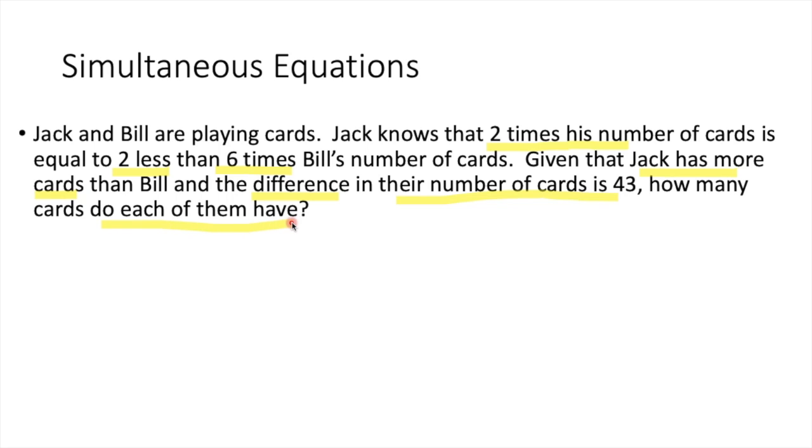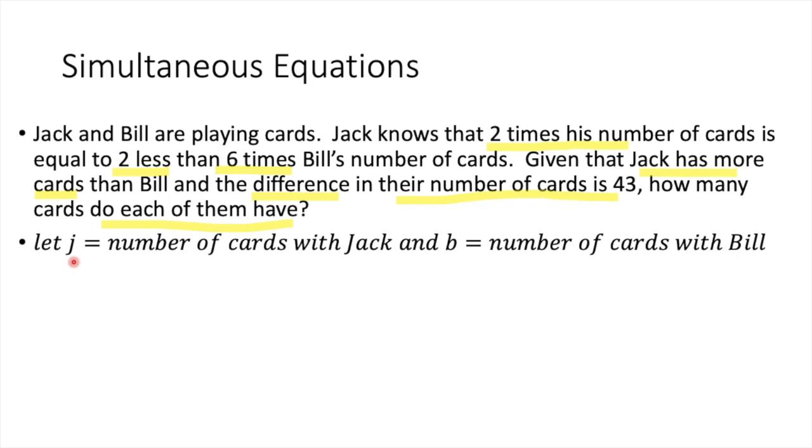So as you can see, this problem does involve quite a bit of information. But since this is a problem involving simultaneous equations, we must first establish our variables. The two things that we don't know are the number of cards that Jack and Bill have. So we'll assign variables to them: J is equal to the number of cards with Jack and B is equal to the number of cards with Bill.